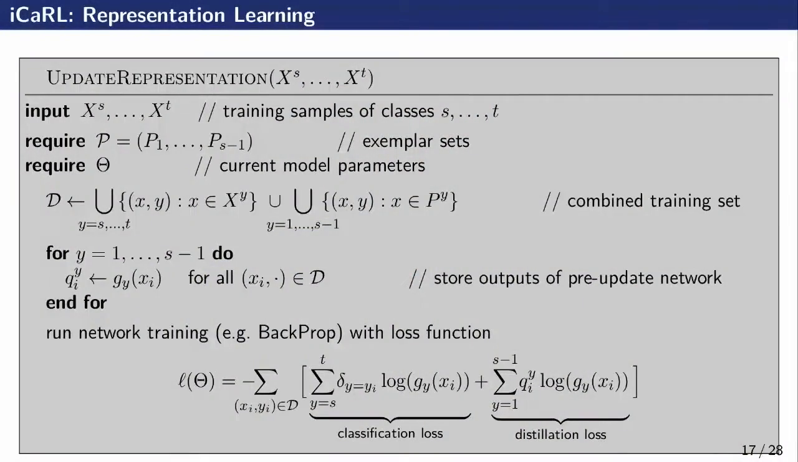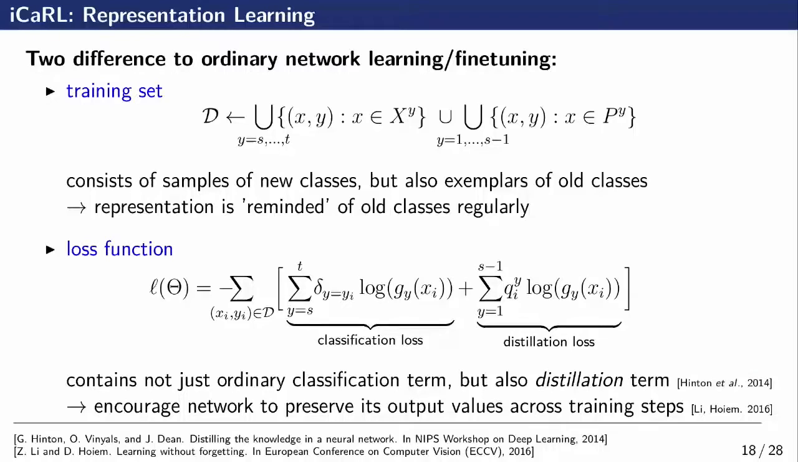So the representation learning is pretty standard, except we have two little twists on it. Given some training examples of some classes, we will first build a combined training set that combines all the training examples and all the exemplars. And then we train a loss function using any optimization you want. This loss function has two parts: one is the classification loss, and one is the distillation loss. So let me show you what these are.